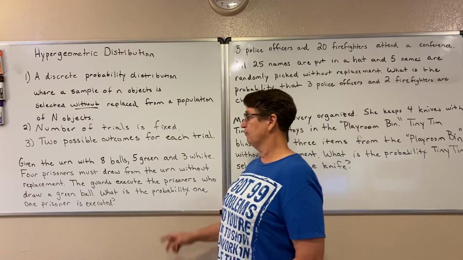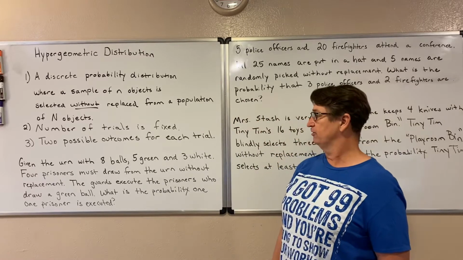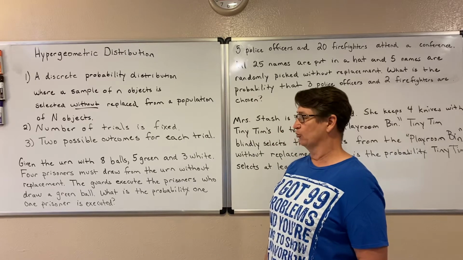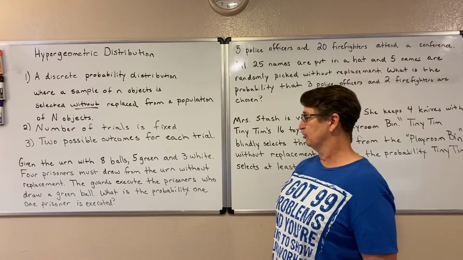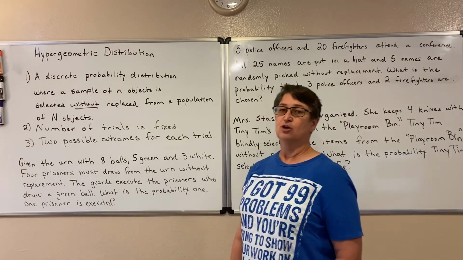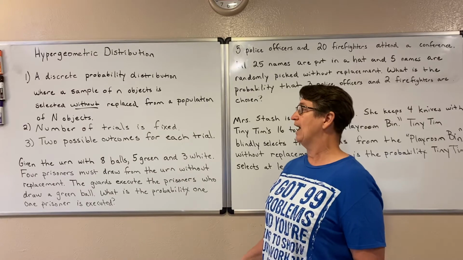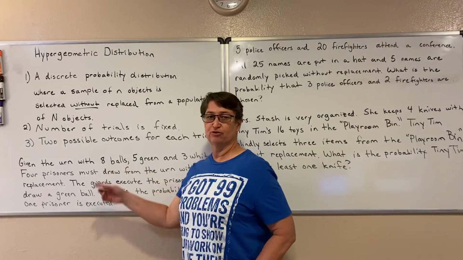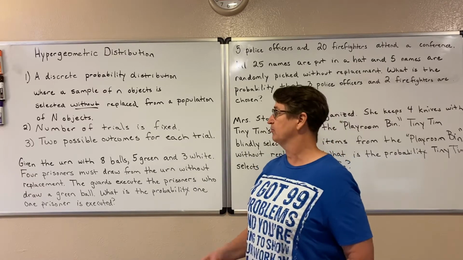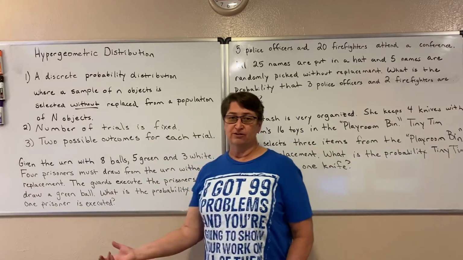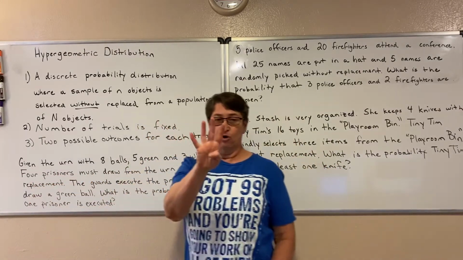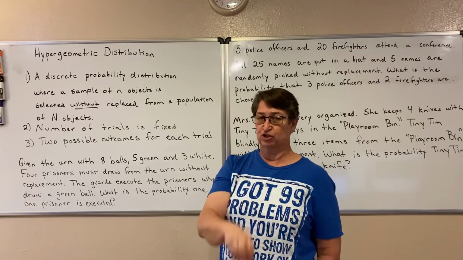Here's the first example. Given an urn with 8 balls, 5 green and 3 white, 4 prisoners must draw from the urn without replacement. The guards execute the prisoners who draw a green ball. What's the probability one prisoner is selected? In this case, we do have a population of balls that we're going to choose a sample from, and we're going to do that without replacement. The number of trials in this experiment is fixed. There are 4 prisoners, so those 4 prisoners are the number of trials. They're each going to draw out a ball.